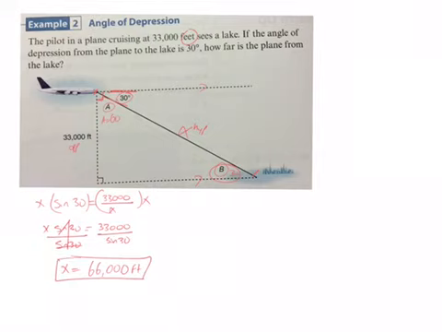Now, another way you could have done that is if you wanted to use this 60 degrees here. Remember, this is still going to be the hypotenuse, but this is now going to be the adjacent. So you could have also said cosine of 60 degrees is equal to 33,000 over x, and solved it similarly, except using cosine of 60 instead of sine of 30, because these two values are exactly the same. So you get the same answer of 66,000 feet.